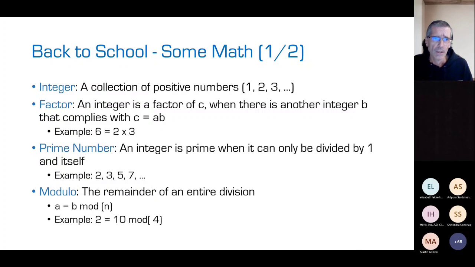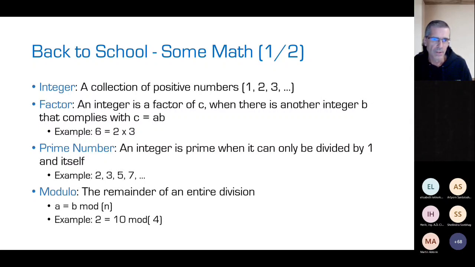So first, as I said in the beginning, some mathematics. First we have the integer. What is an integer? That's a collection of numbers, for example 1, 2, 3, 4, 5, 6, 7, etc. So that's just a whole bunch of numbers. A factor means, when you have a product of two numbers, let's say 6, which is a product of 2 multiplied by 3, then 2 is a factor and 3 is also a factor.